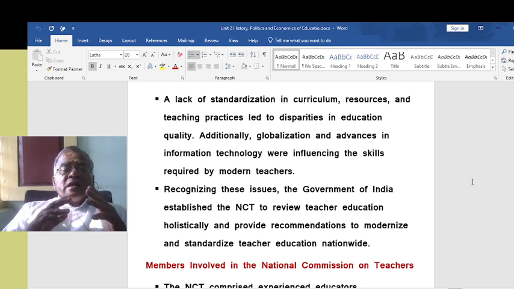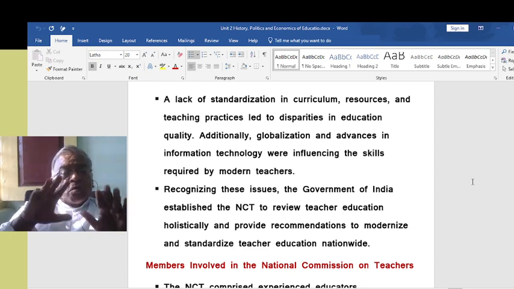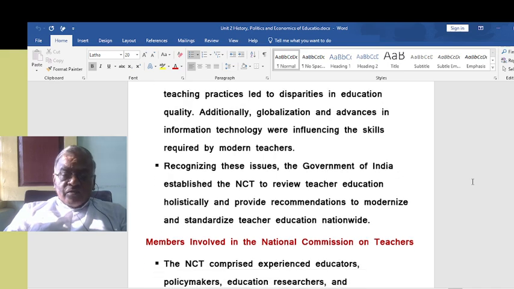Moreover, globalization and advances in information technology were influencing the skills required by modern teachers. Recognizing these issues, the Government of India established the NCT, National Council on Teachers, to review teacher education holistically and provide recommendations to modernize and standardize teacher education nationwide.